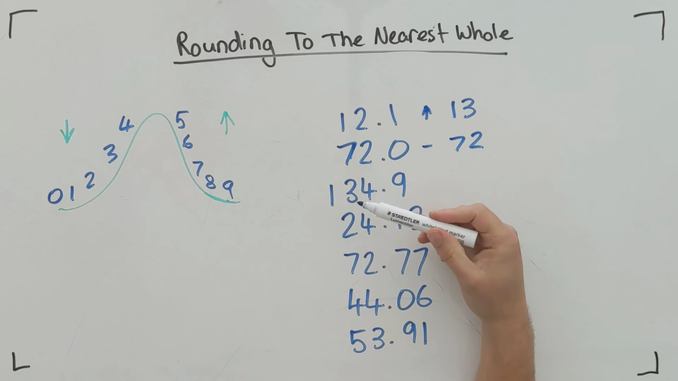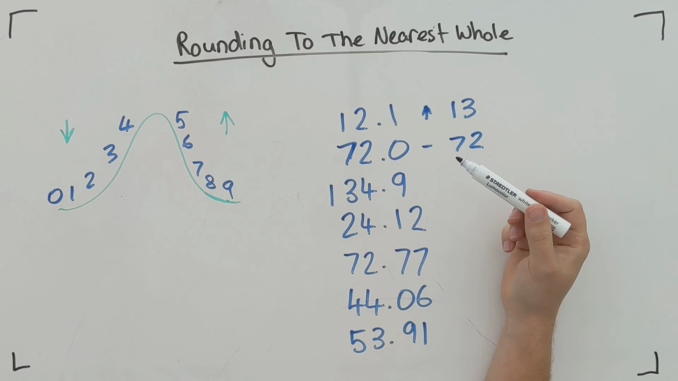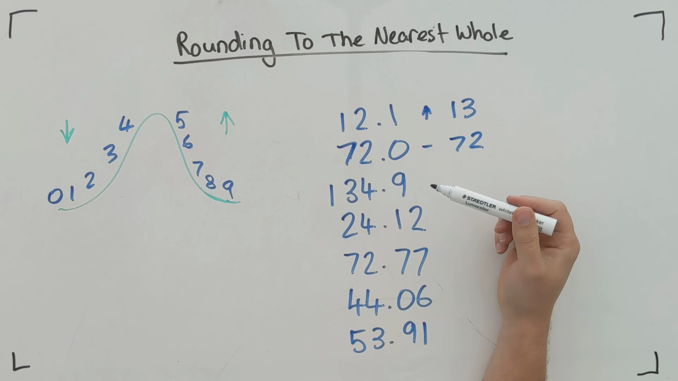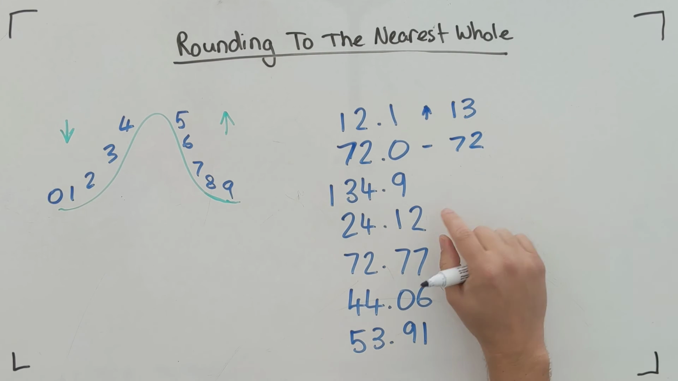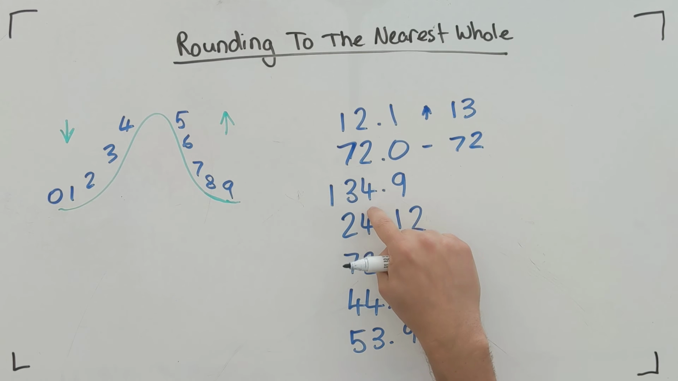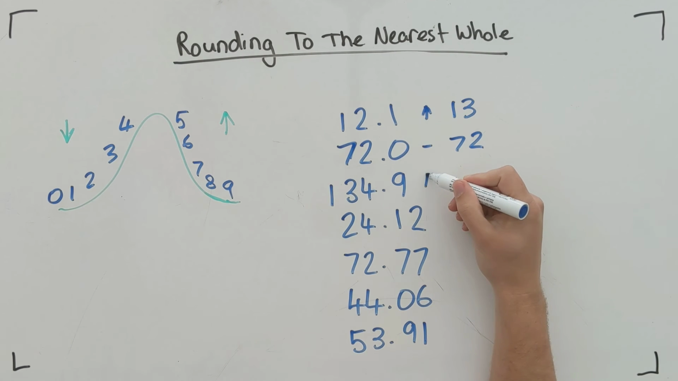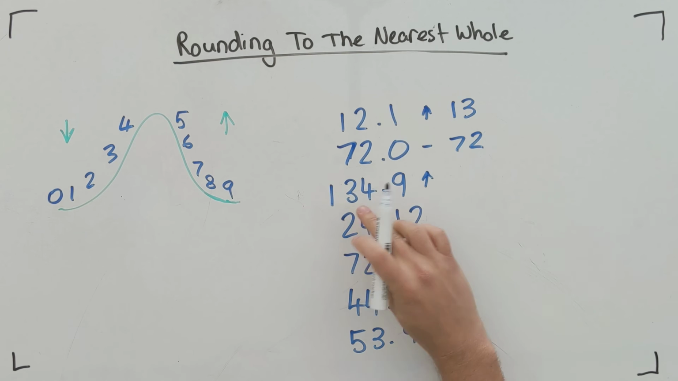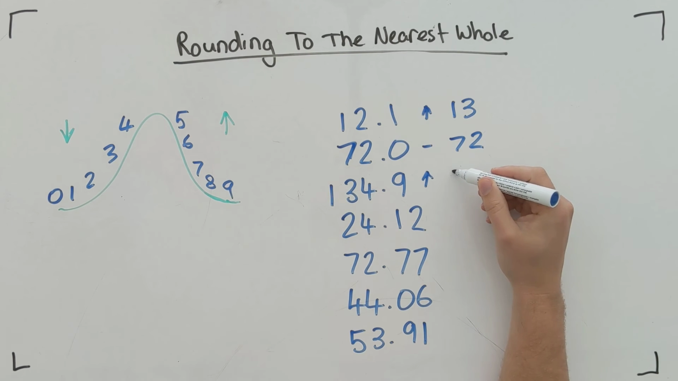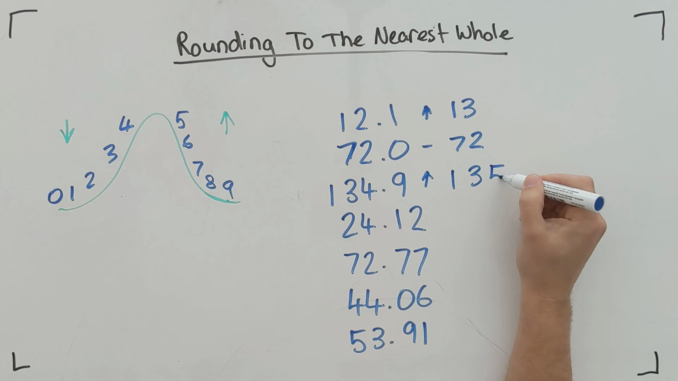134.9. There's something in the hundreds column, but does that really make a difference with my rounding? Not really. I'm still rounding to the nearest whole number in this ones column, so I'm using the tenths column. 9 is on the right-hand side of the hill, so it's going up. What's the next number above 134? 135.